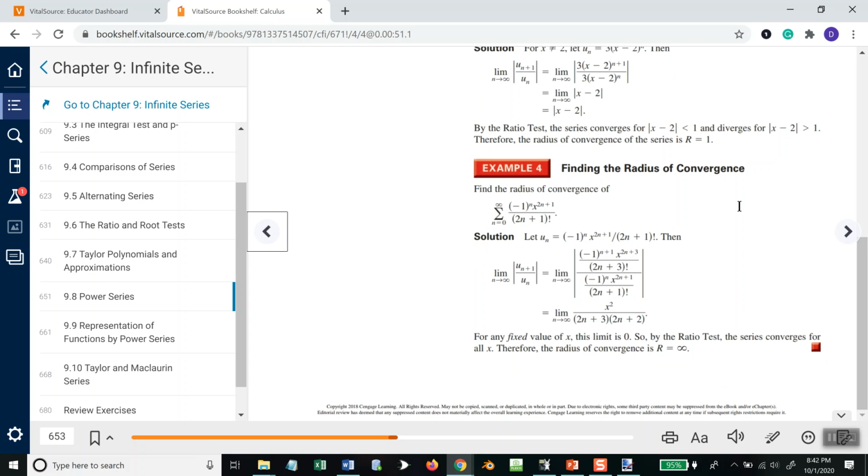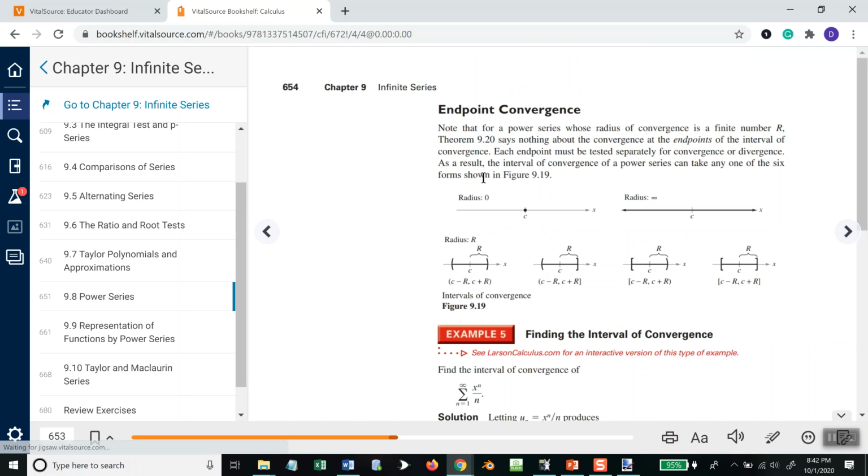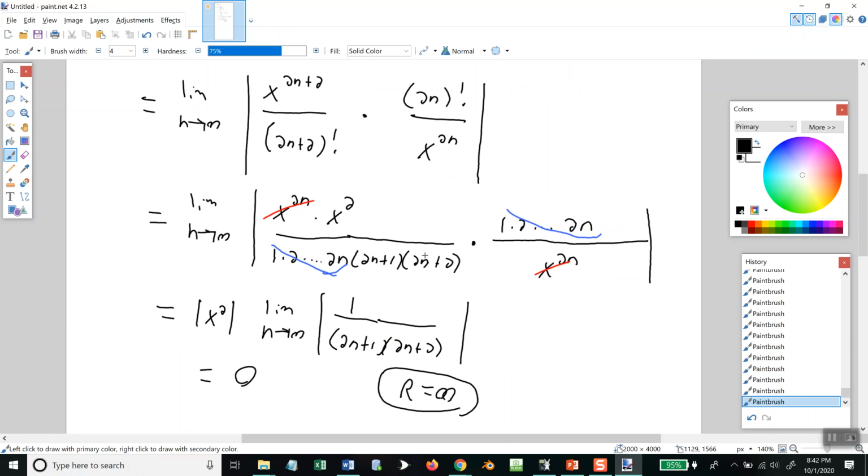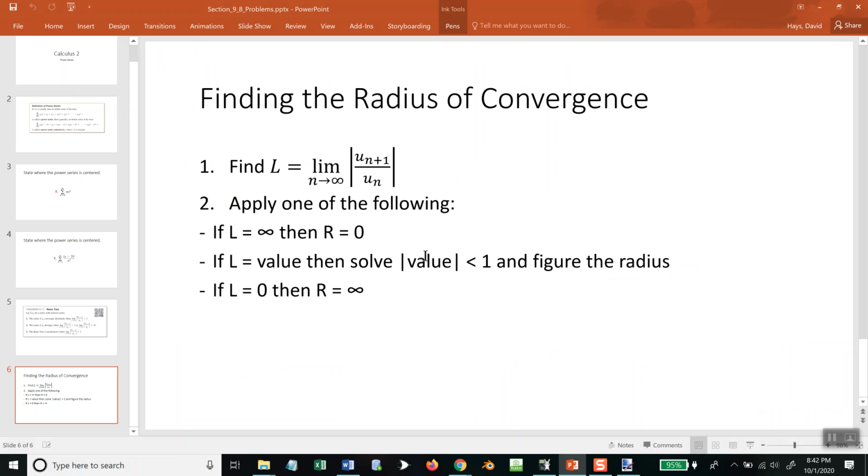It'd be nice if they showed a picture of this. I don't think they do. No, they don't. Questions on finding the radius of convergence?